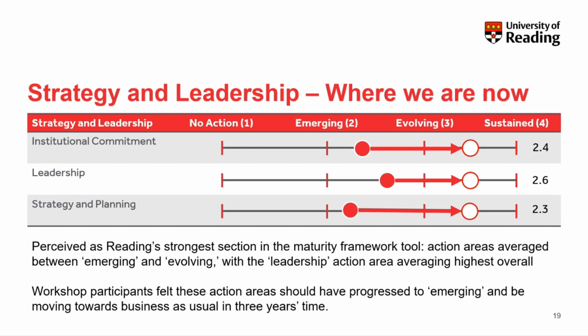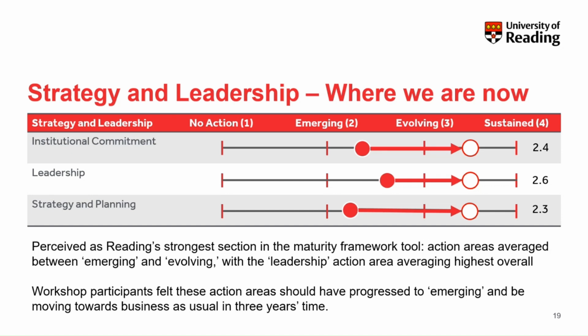The first section of the maturity framework focuses on strategy and leadership. Do we have the good strategy and leadership in place to enable reward and recognition of open research practices? This consisted of 3 action areas: institutional commitment, leadership, and strategy and planning. On the screen, we have 3 circles, and those circles represent the average score from across the self-assessments that we received from the workshop participants.